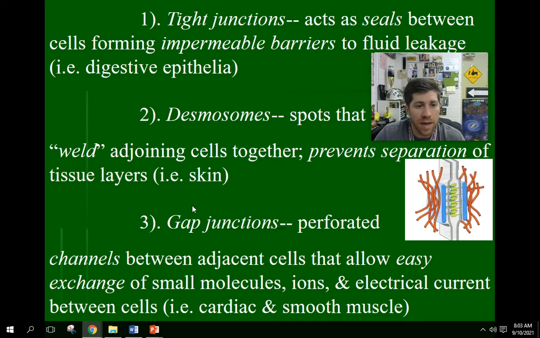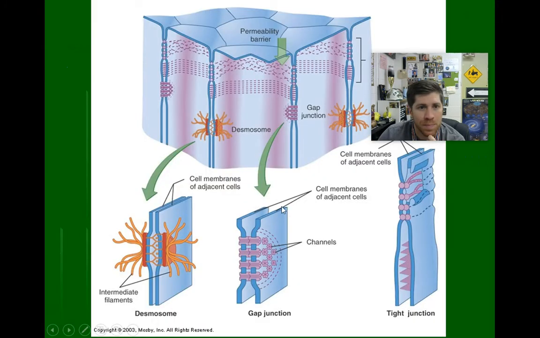And then lastly, we have gap junctions, which are perforated channels. In other words, they have little holes. And that allows things to really easily go into and out of the cells in this region. So for example, if we need electrical current or ions or small molecules to pass back and forth easily, like in cardiac or smooth muscle, where we need to move energy basically and be accessible, we're going to have gap junctions that join those different regions.